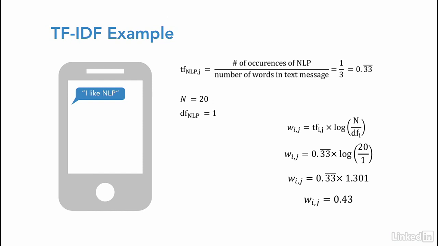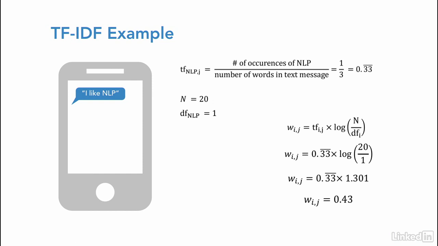Then the second part of this equation measures how frequently this word occurs across all other text messages. So it calculates the number of text messages in the dataset divided by the number of text messages that this word appears in, and then it takes the log of all of that. Let's just say that we have 20 text messages, so that's going to represent N in this case, and only one of those contains NLP, so that's going to be DF. So the second part of this equation would then be log of 20 divided by 1.